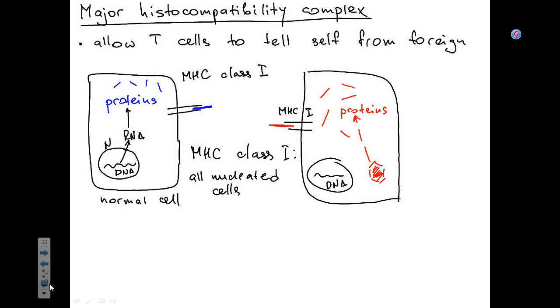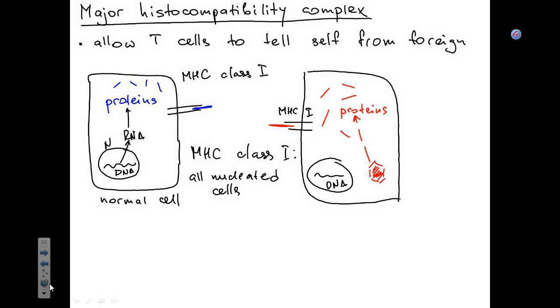Any cell of your body: T cell, B cell, macrophage, megakaryocyte, hepatocyte, neuron, you name it. Every cell has the MHC class 1. So every cell, in case it becomes wrong, it becomes infected, can throw the flag signaling that it has to be destroyed. Does that make sense? Red blood cells wouldn't have it, platelets wouldn't have it. Okay? That makes sense? Good?